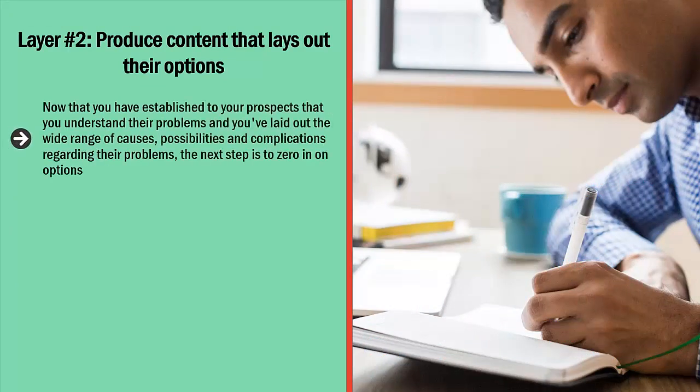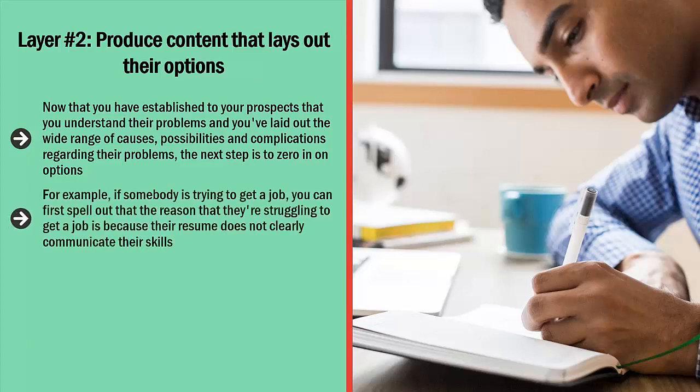Now that you have established to your prospects that you understand their problems and you've laid out the wide range of causes, possibilities, and complications regarding their problems, the next step is to zero in on options. These are possible solutions they can select, but you mention this in categorical terms.